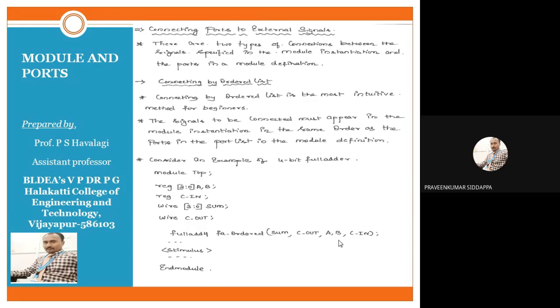Whenever we are designing a full adder, first we will draw the block diagram. After drawing the block diagram, we will apply the inputs. For a full adder there are three inputs, so because of that reason we will give A, B, C. In which way we have declared it, in that order only we should write it in your program. That is why we call it connecting by ordered list.